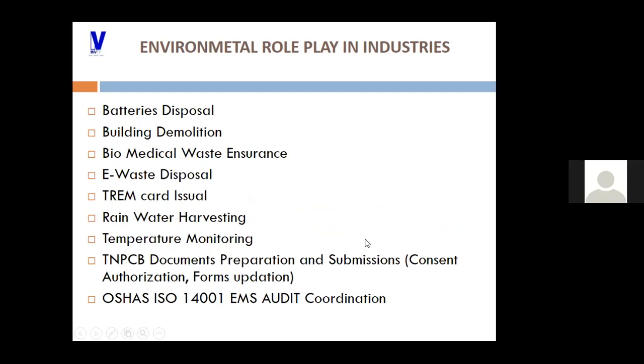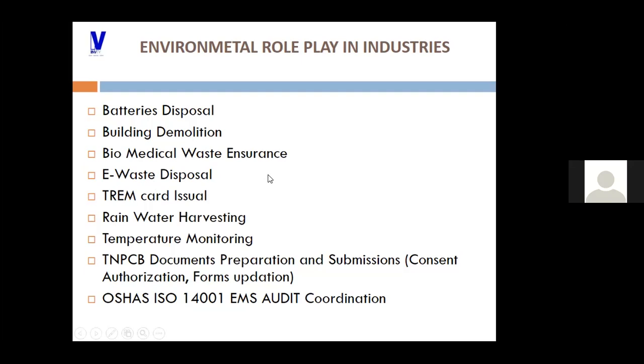Apart from that, their major role is battery disposal, through authorized vendors. In case of any building demolition waste inside of the plant, and biomedical waste also comes under their category. In some industries, if they have a separate occupational center, the HR officials or safety officials will directly lead, but the environmental department people also will monitor, and they will ensure e-waste disposal.